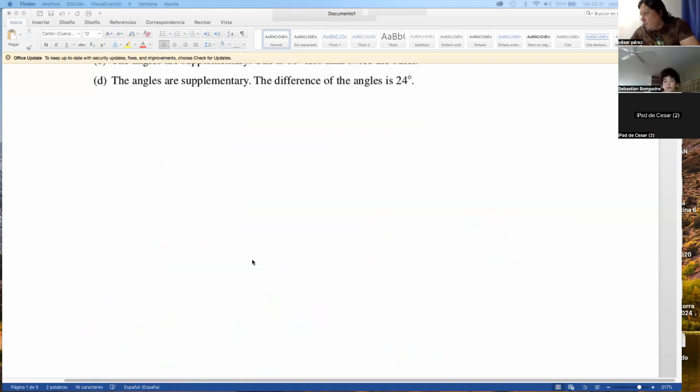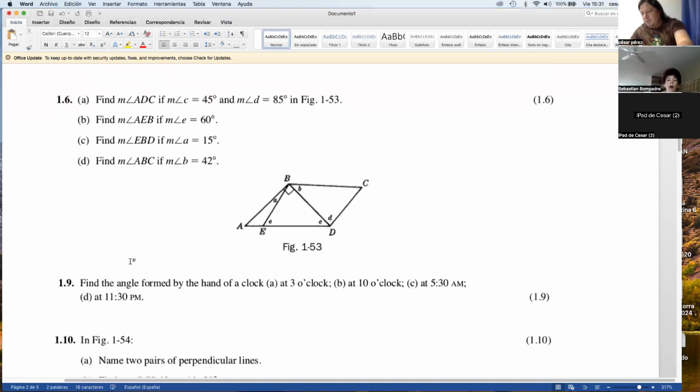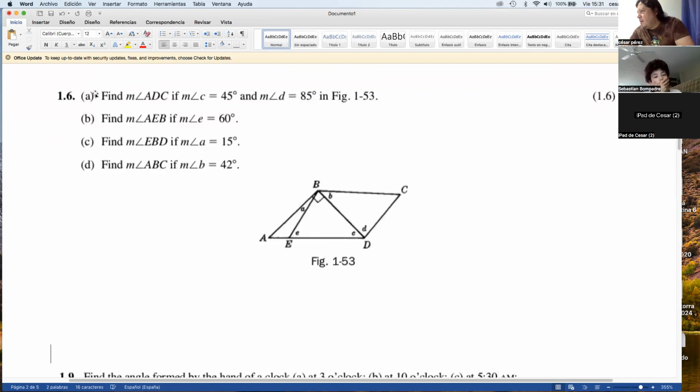Well, we are going to try this. We have some information for this. Here it says the measure of angle ADC. This M means measure. We are given the measure of the angle. So we need to find ADC, this angle, if we have some information. The first one is very easy, I think.